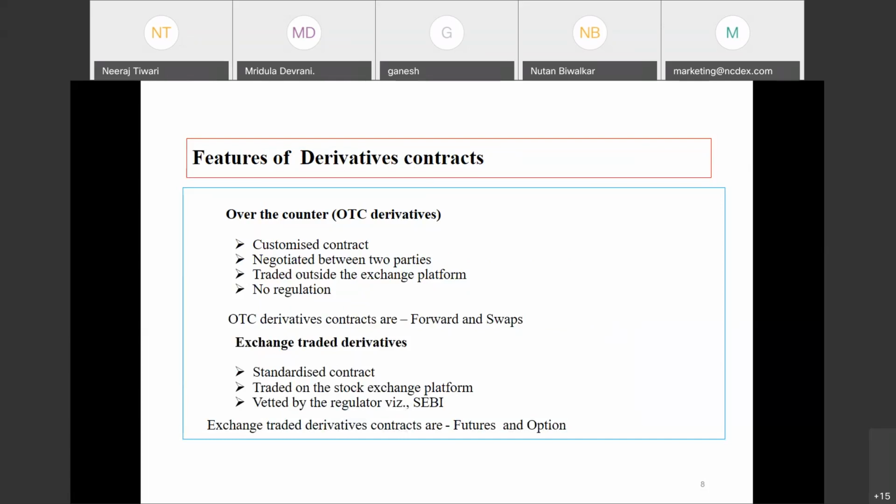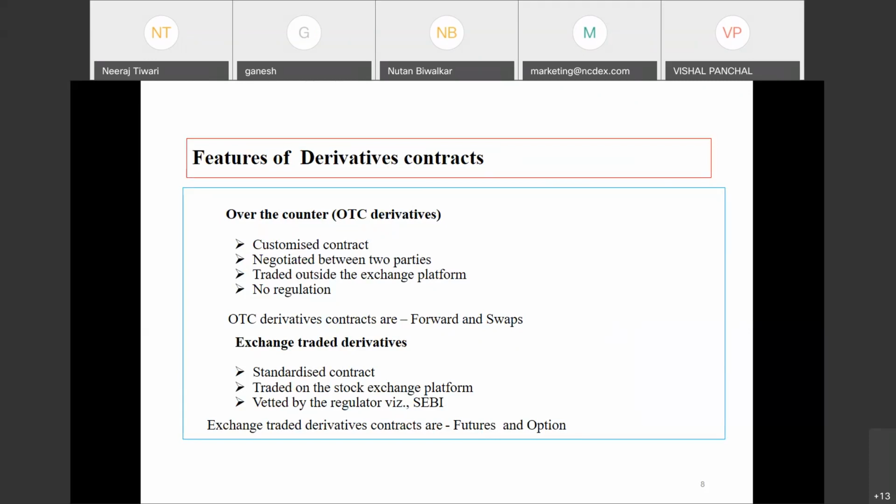Now there are two distinguishable concepts of derivatives. One is over the counter and another is exchange traded derivatives. Over the counter means, as I say, this is an instantaneous transaction. It is a customized contract negotiated between two parties. Just as I have given you the example, a seller and a buyer, traded outside the exchange platform, no regulation. And exchange traded derivatives are standardized contracts, traded on the exchange platform and regulated by the regulator. That SEBI is regulating every contract.